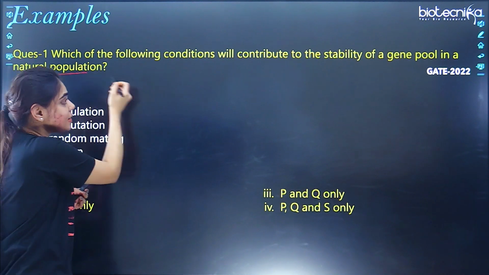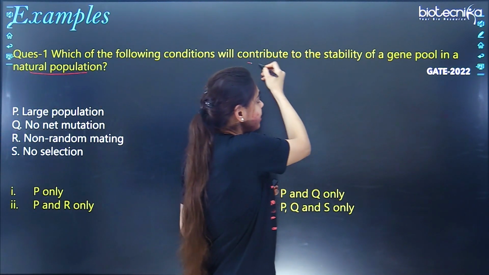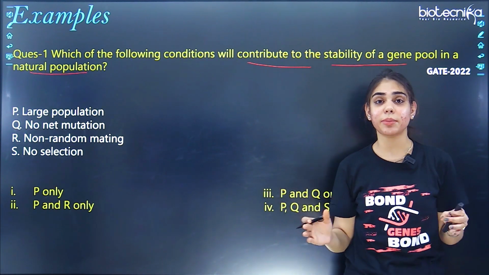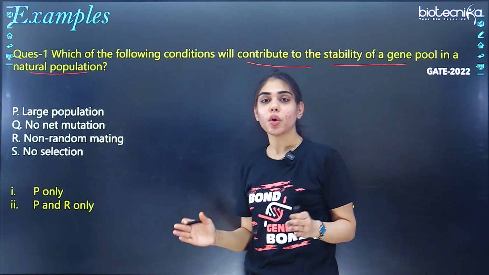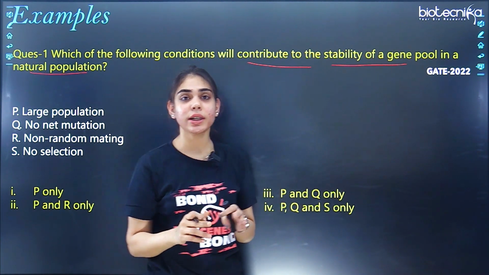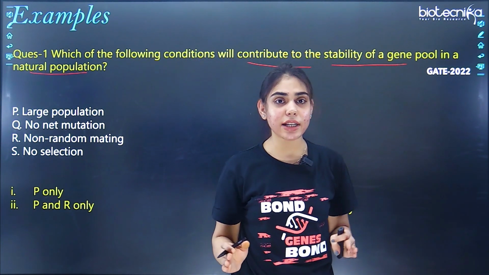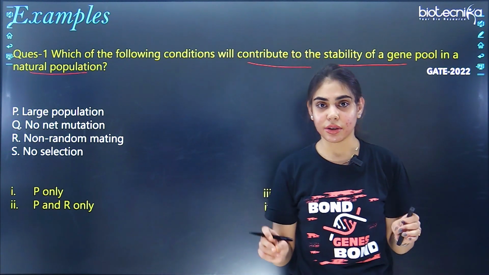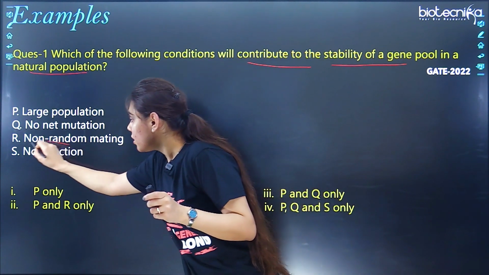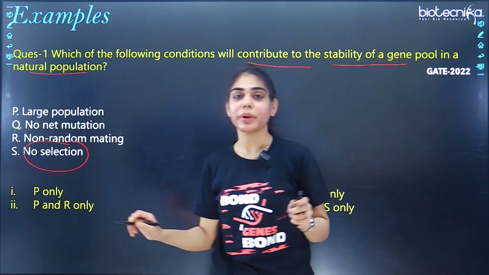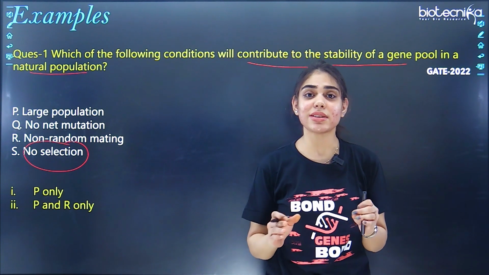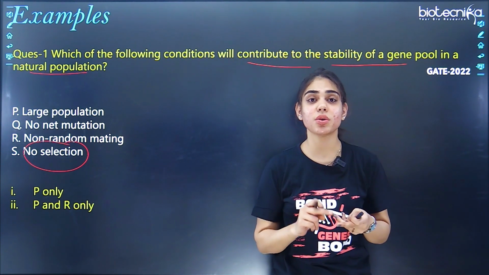Now you have to answer how this can contribute to the stability of a gene pool. We all know that the stability of a gene pool can only be maintained if it is a large population, a random population, with no mutation, no natural selection, no genetic drift. So here I will read a small statement, that is, no selection. Again, this is a right statement because Hardy-Weinberg equilibrium says how we reach the stability of a gene pool if there is no selection.